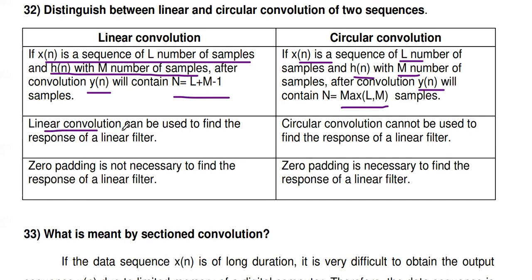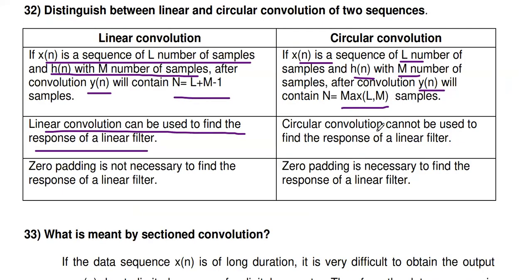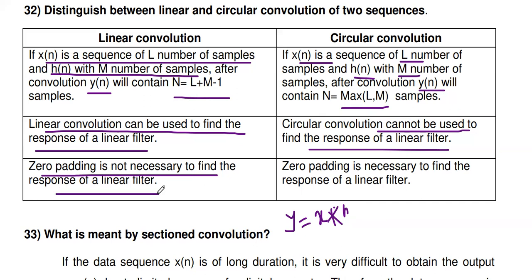The next one: linear convolution can be used to find the response of a linear filter. Circular convolution cannot be used to find the response of the filter. That is, the output y is nothing but the input x of n linearly convolved with h of n. But x of n circularly convolved with h of n is not the answer for y of n. Then, zero padding is not necessary to find the response of the linear filter. The two sequences can have either equal length or unequal length.